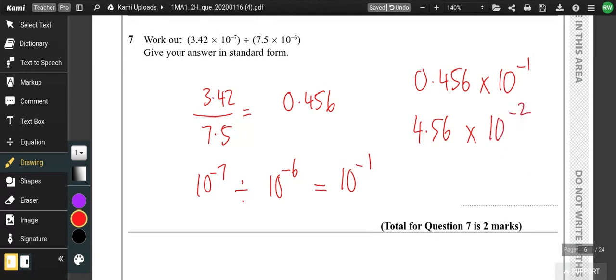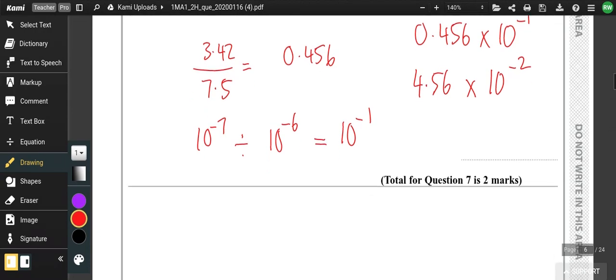So we could just check that on our calculators. 3.42 exp to the minus 7 divided by 7.5 exp negative 6. 0.0456, which is that. Yeah, perfect. There is a calculator mode on your calculator called SCI, SCI. If you want to investigate that, take a look.